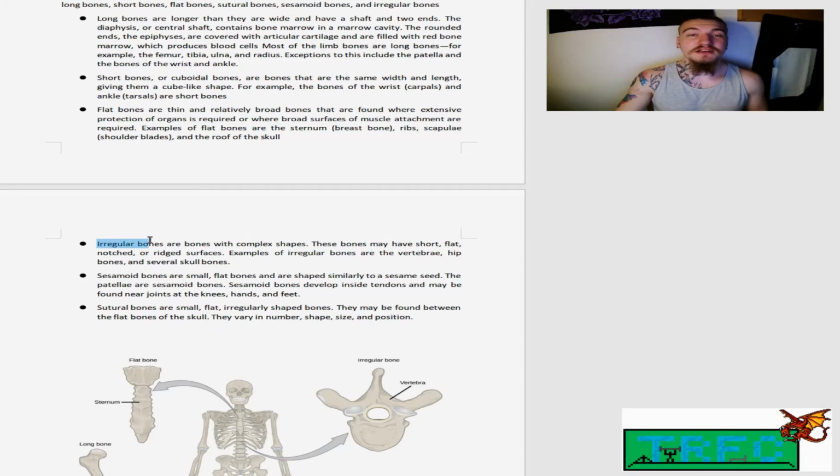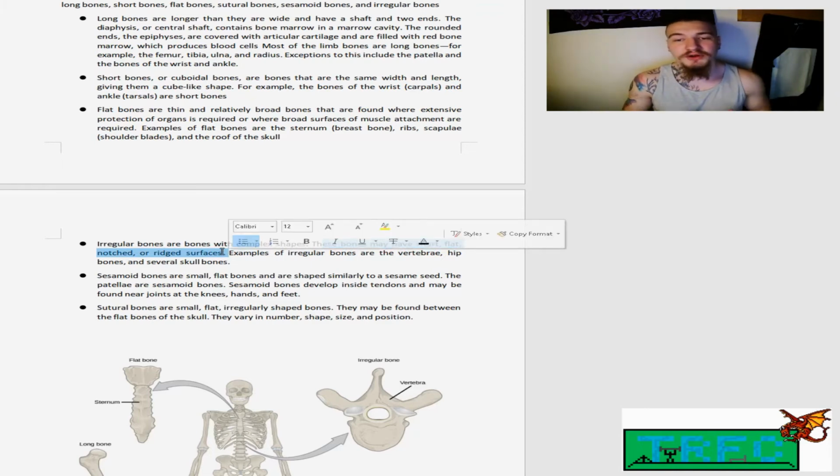For the fourth one, we've got irregular bones. Now these bones actually come in quite complex shapes. These bones may have short, flat, notched or ridged surfaces. Examples of irregular bones are the vertebrae, the hip bone and a couple of skull bones as well.